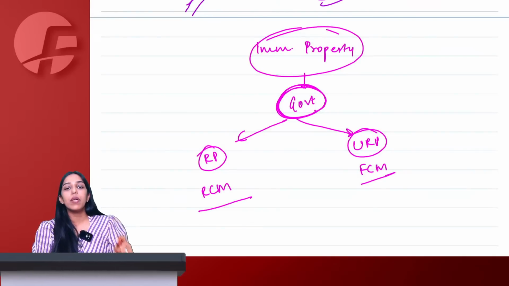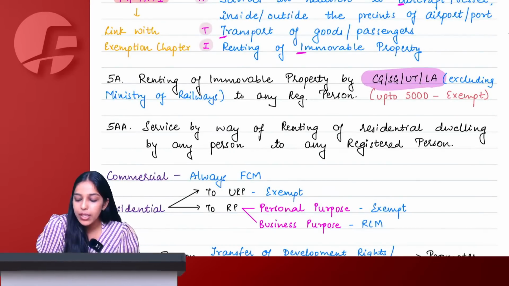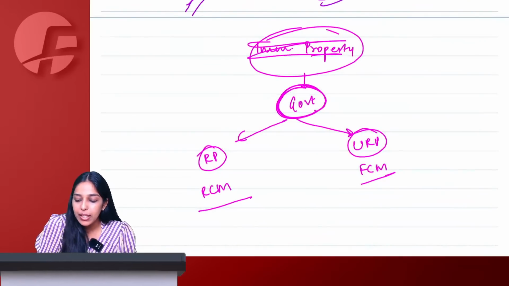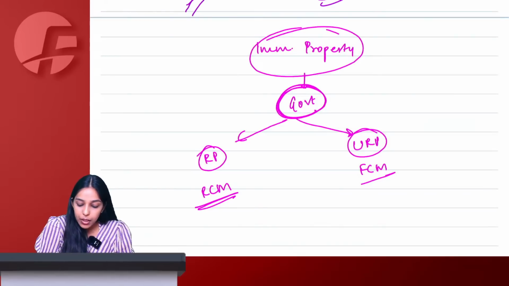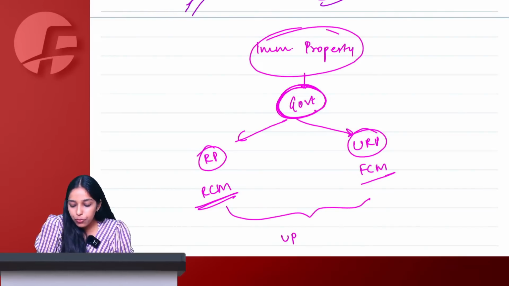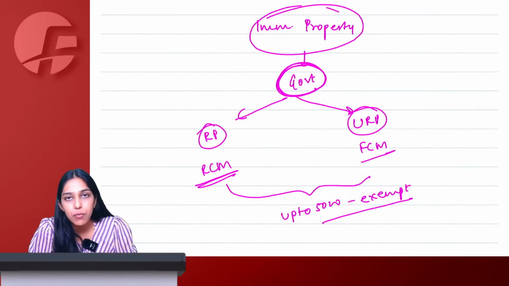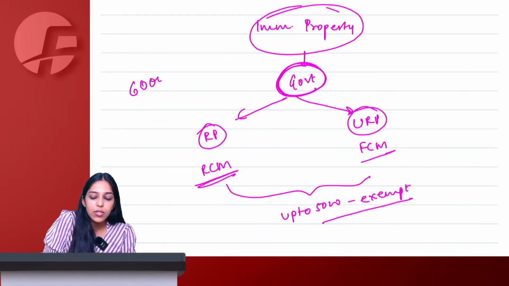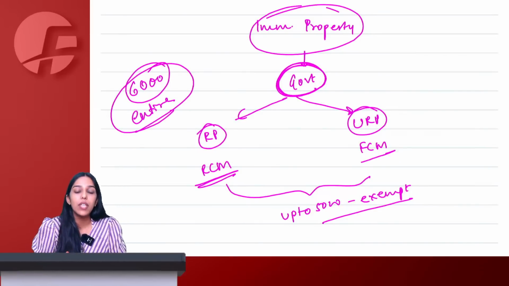If renting of immovable property is done by government, CG, SG, UT, LA. Again, this is covered in the exemption chapter, but I am explaining here also. If renting of immovable property is done by government to a registered person, RCM; to an unregistered person, FCM. But in both cases, consideration up to 5,000 is exempt, and 5,000 is per annum, per year. So if the rent of this immovable property is only up to 5,000 rupees, then it is going to be exempt under GST. Let us assume it is 6,000, then the entire 6,000 will be taxable, and not just the 1,000 which is over and above 5,000.